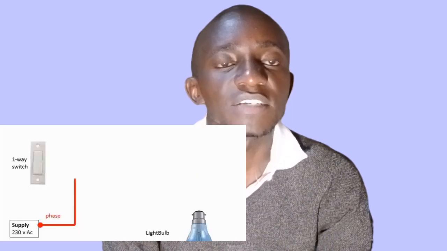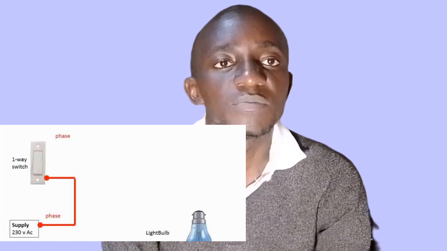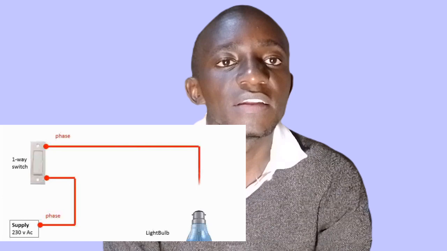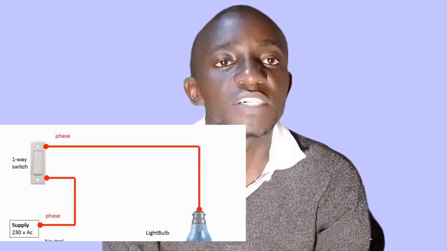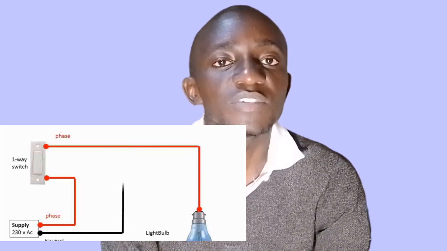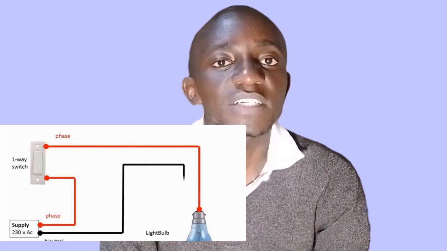your phase conductor should run from the distribution board all the way to the common part of the switch. Then the other part of the switch should have a conductor running from that part of the switch all the way to the lamp. Then your neutral conductor should run from the distribution board to the lamp. That's how you connect a one-way switch.